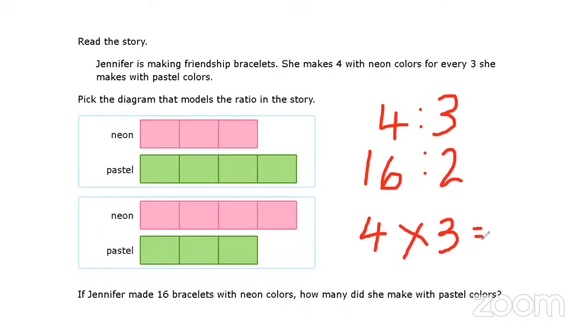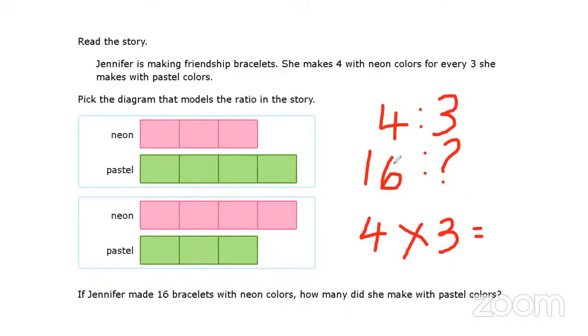So let's look back at this. We have 16 neon here. Oh, this should be a question mark. Let me just erase it. All right, so for every 4 neon, we have 3 pastel. But in this case, Jennifer made 16 neon. It is telling us then that if it's 16 neon, for every 4 out of the 16 that she made, 3 are pastel. So how many groups of 4 can we get from the 16?